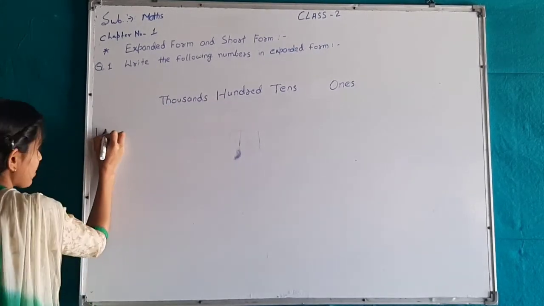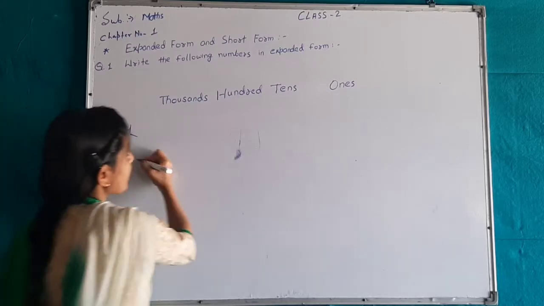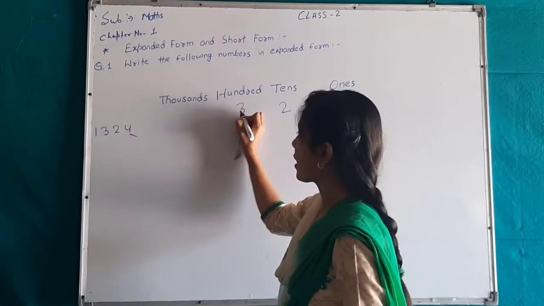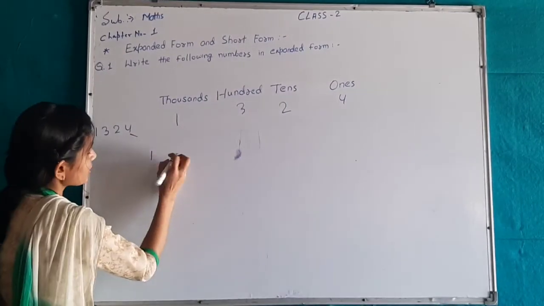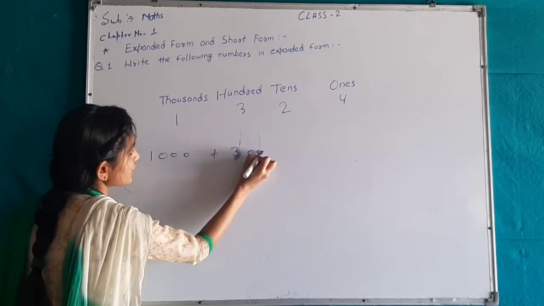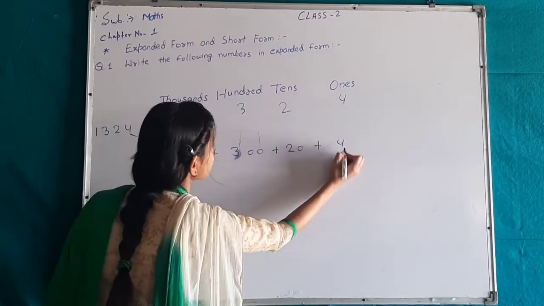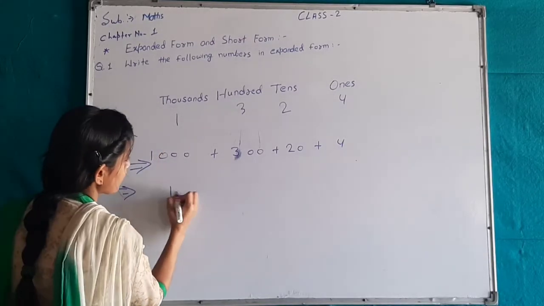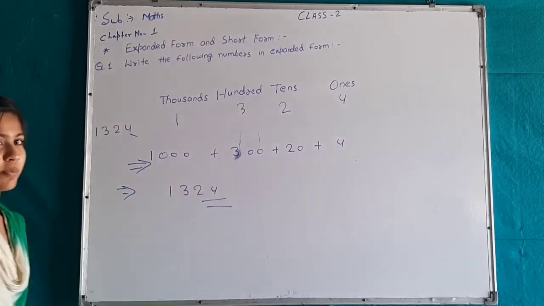Here are some numbers. 4 is our ones, 2 is our tens, 3 is our hundreds, and 1 is our thousands. We can write it in this way: 1000 plus 300 plus 20 and plus 4. This is our expanded form, and when we add it, we get 1324. It is our short form.